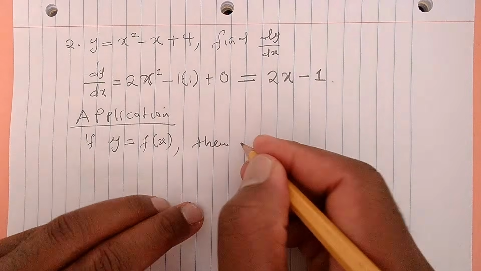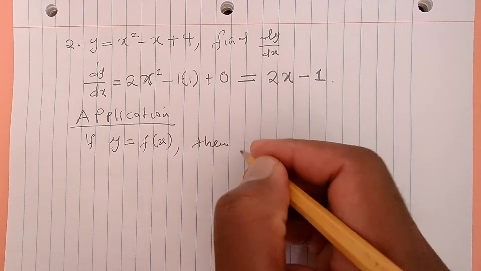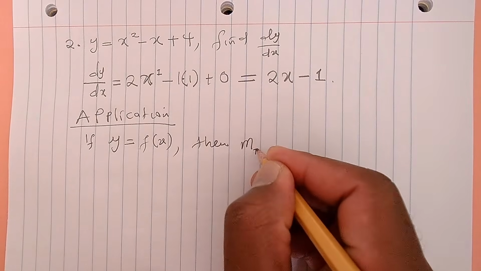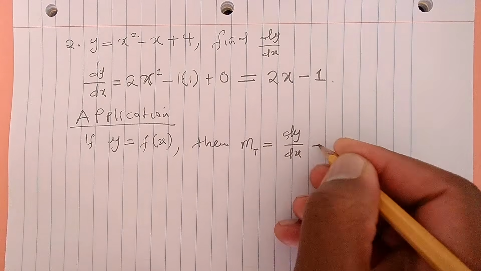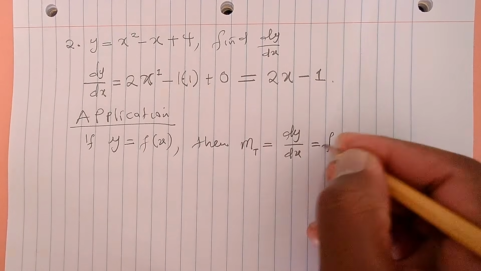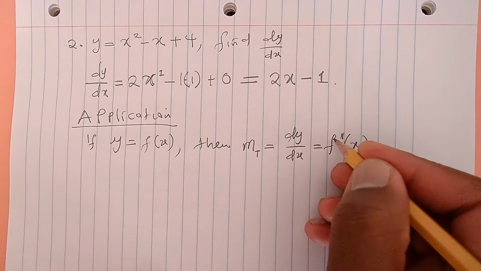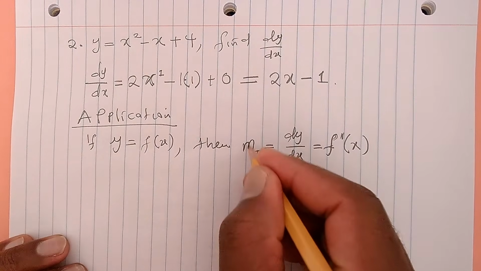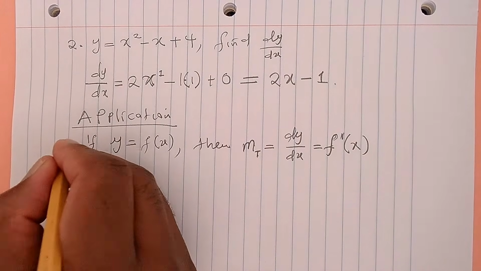what does it mean? Then the slope of the tangent, let me write m sub t, is just the same as dy dx, or here it is just the same as f prime of x. So this is the other notation of derivative, f prime, okay? So this m_t is the slope, or gradient, of the tangent. So that is number 1.